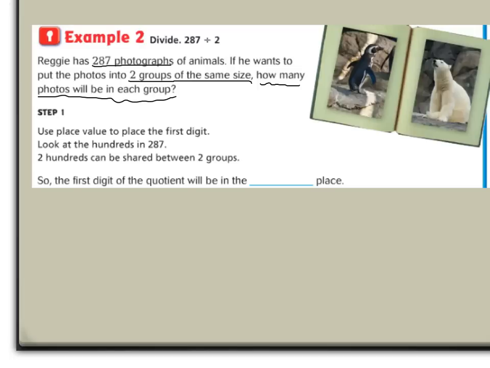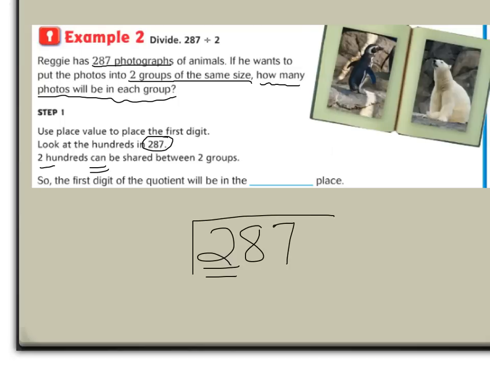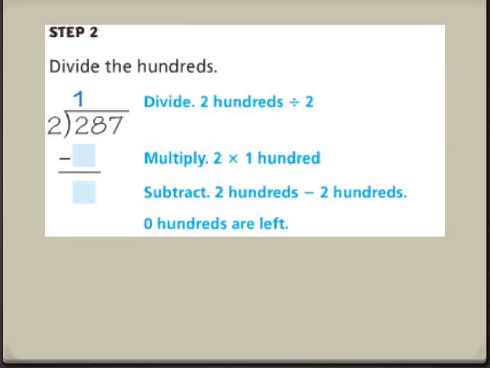Let's look at the hundreds in this number, 287. I'm going to make it just a little bigger. So the hundreds place is right here. 2 hundreds can be shared equally between 2 groups. So if my problem was this, I know that I can share equally these 2 with the 2 hundreds. So the first digit of the quotient will be in the hundreds place. And now we're ready to start dividing.